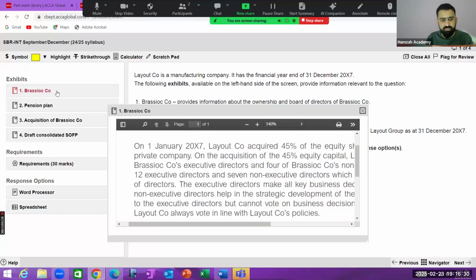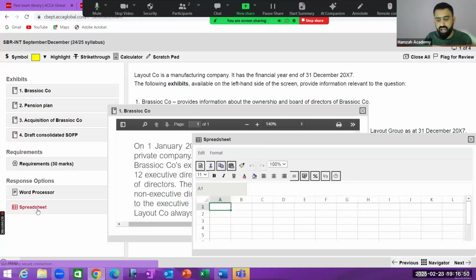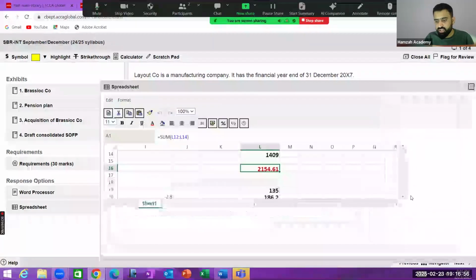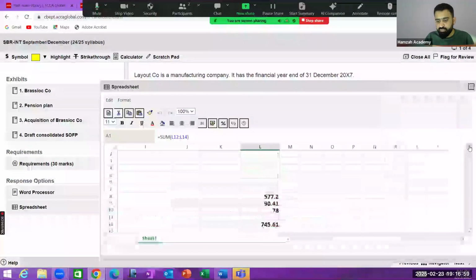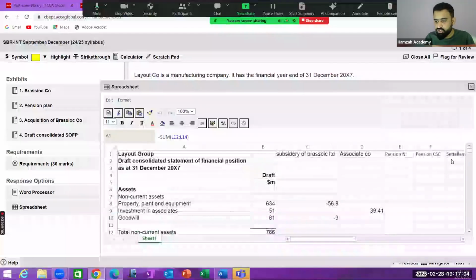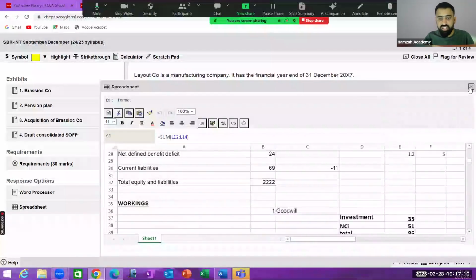Exhibit 1: Brassic company, pension plan, acquisition of Brassic company, and you have a draft consolidated financial statement. In this case, you have a statement of financial position. You will be given a pre-populated spreadsheet, and in that spreadsheet you have to incorporate certain adjustments given in the question to rectify that pre-populated consolidated financial statement. That might be the financial position, the consolidated profit and loss account, or the consolidated cash flow statement.